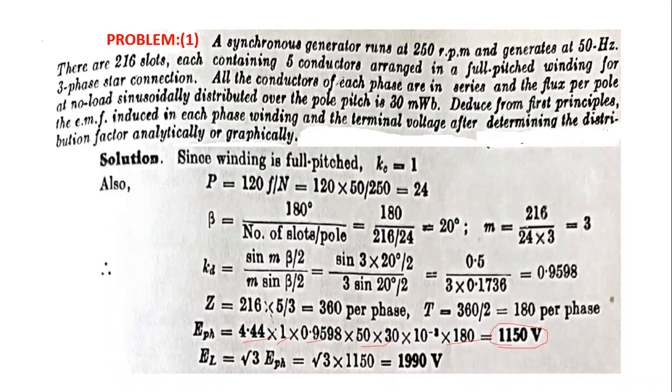Therefore, E phase is equal to 1150. After that, we calculate the line voltage. Then EL is equal to root 3 into E phase. What is the E phase value? That is 1150.